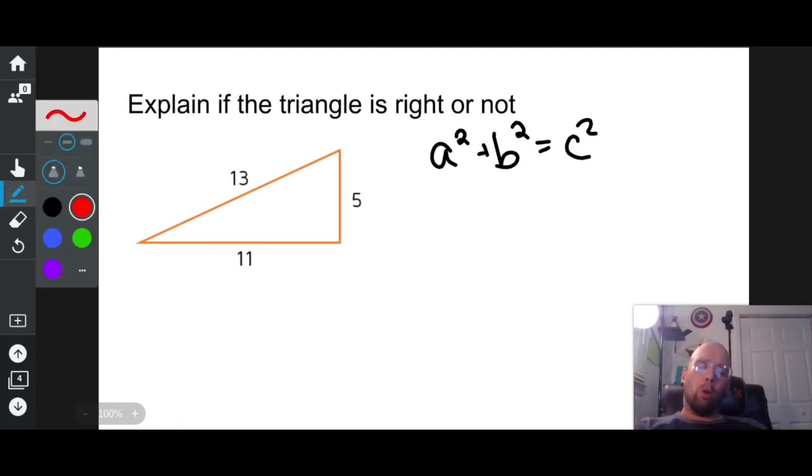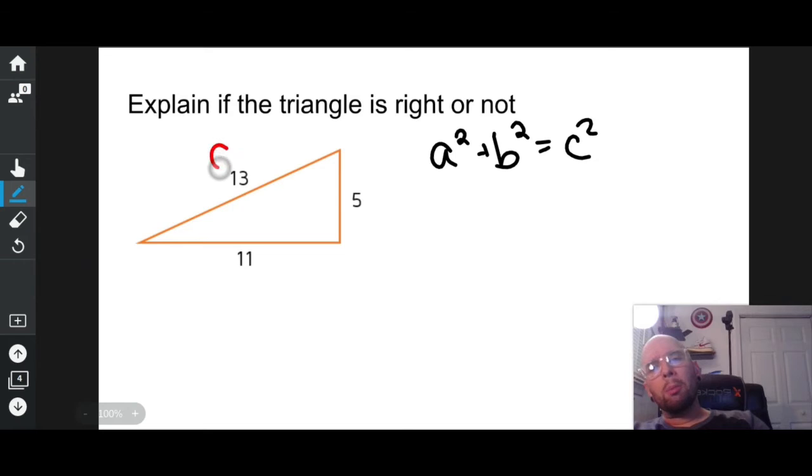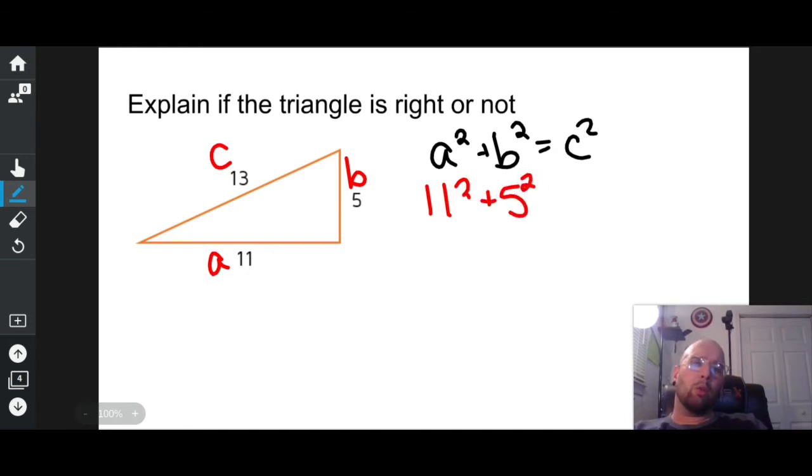Okay, so looking at these numbers, I have to let 13 be C because it's my largest. So if this is a right triangle, 13 would have to be my hypotenuse. I can call you A, I can call you B. It doesn't matter as long as the longest side is C. So I'm going to find out and see if 11 squared plus 5 squared equals 13 squared. That's my job.